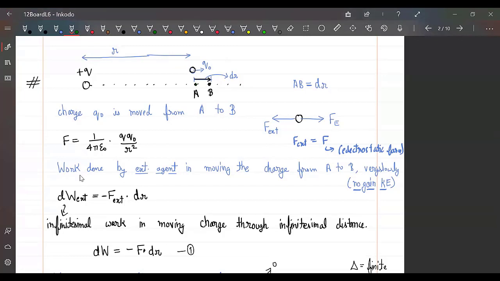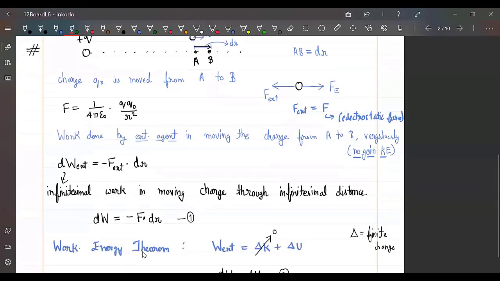Now we know work done by external agent in moving the charge from A to B such that it moves very slowly, such that there is no gain in kinetic energy, can be written like this: work done by external agent is equal to minus external force dot dr. Negative sign because displacement is towards the right and external force is towards the left. And this is infinitesimal work done in moving a charge through infinitesimal distance. So dW is minus F dr.